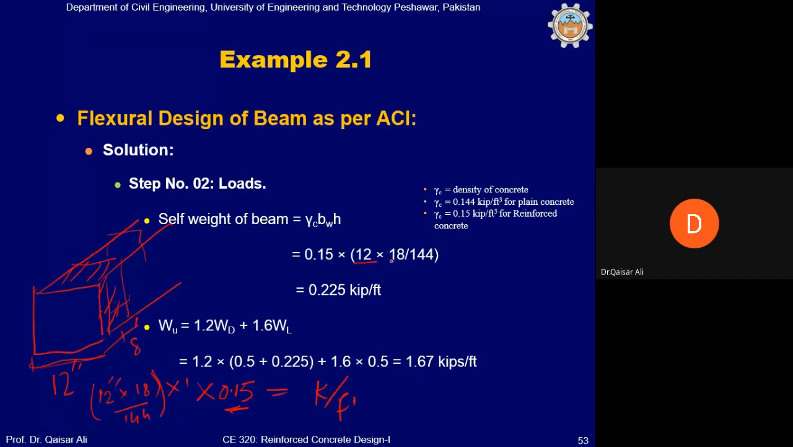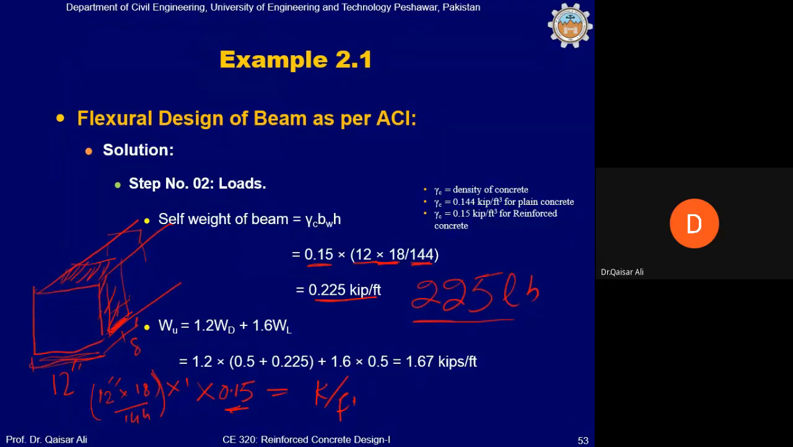This is 12 inch, 18 inch, divided by 144, times the density of concrete. So the weight of this beam is 0.225 kip per foot, which means the weight is 225 pound per foot. The weight of every piece of this beam, 1 foot long, 12 inch wide, and 18 inch deep, is 225 pound.